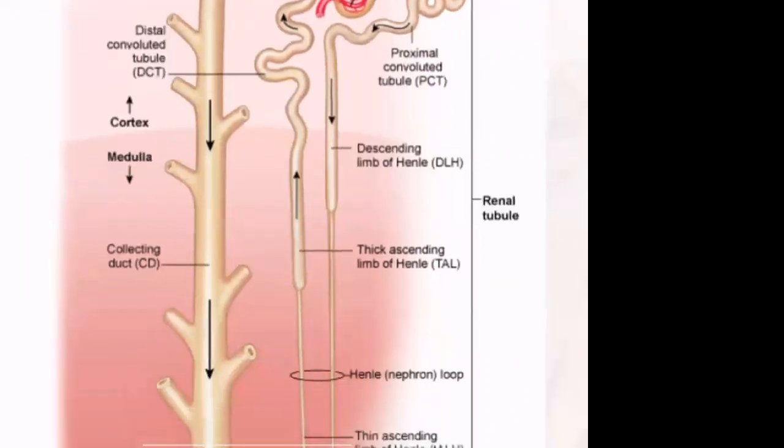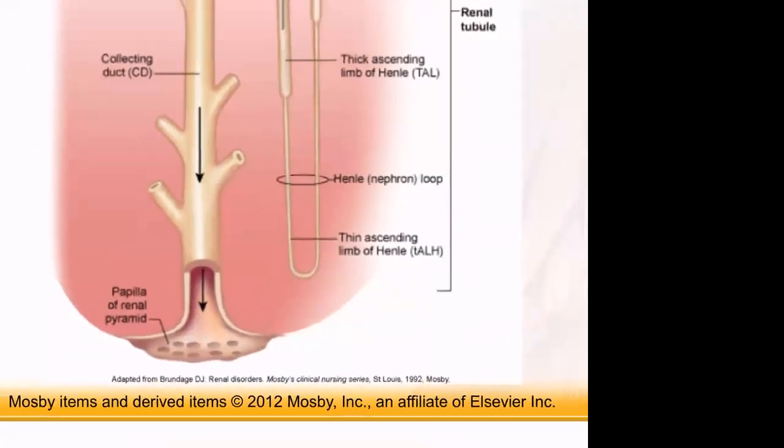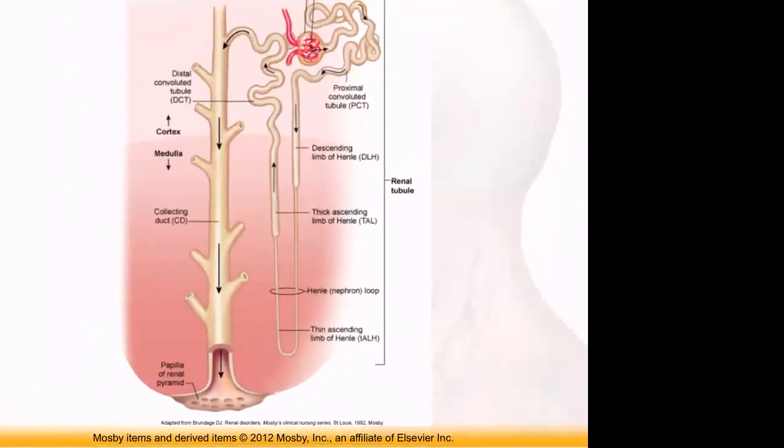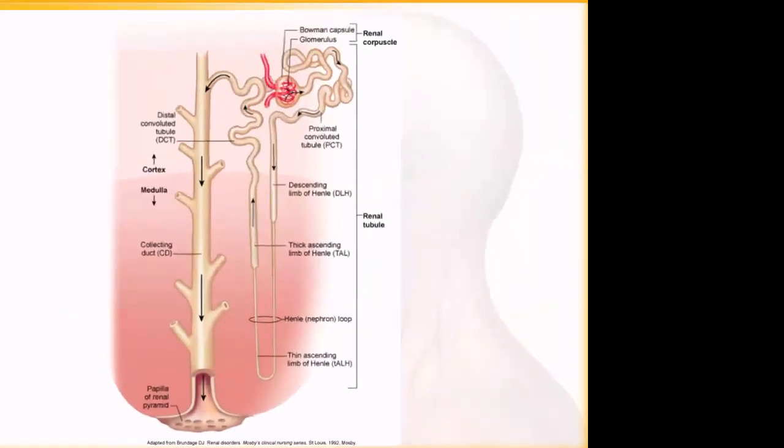And then that's going to take it down and down to the tip of that renal pyramid that we saw before, into those minor calyces, then to the major calyces, then to the renal pelvis, then to the ureter, then to the bladder, then to the urethra, then to the outside world. So that nephron starts with the Bowman's capsule and completes with that distal convoluted tubule connecting to the collecting duct. And each kidney has about 1 million of these little functional units, these little nephrons that are going to do the filtration part.